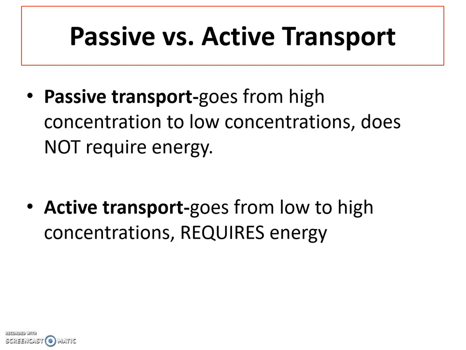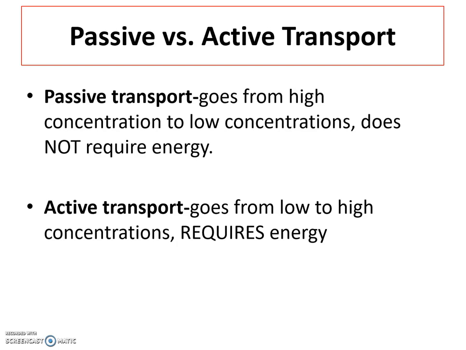Active is where something goes from a low concentration to a high concentration. Because that is relatively unnatural, that requires energy. We will get to a diagram in just a little bit that explains what is meant by a concentration gradient.